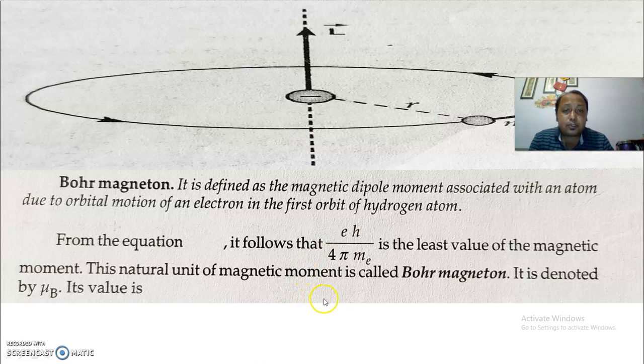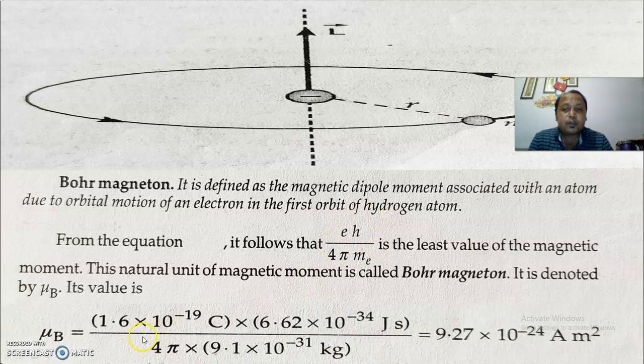And if we put the values of these constant quantities, the value of e we know as 1.6 into 10 raised to the power minus 19 coulomb, the value of h, Planck's constant, is 6.62 into 10 raised to the power minus 34 joule second, 4 pi you know, and m_e, the mass of the electron, is 9.1 into 10 raised to the power minus 31 kg. If we put all the values and solve it, it comes to be 9.27 into 10 raised to the power minus 24 ampere meter square. You remember this unit, ampere meter square.